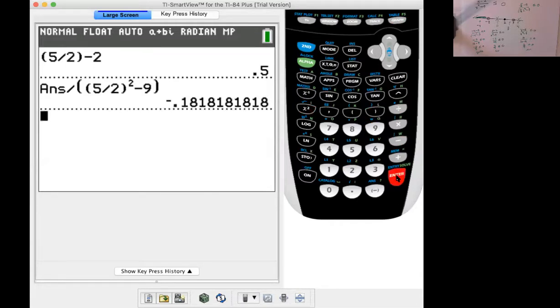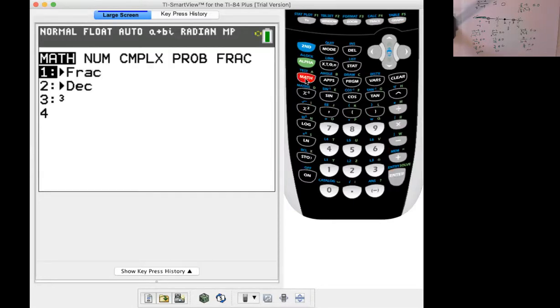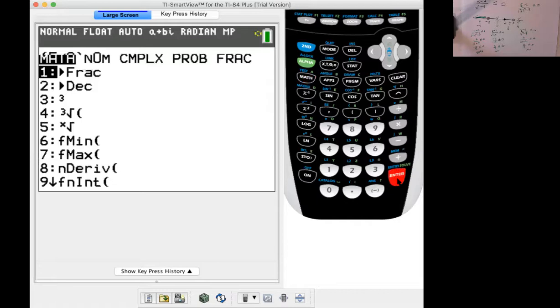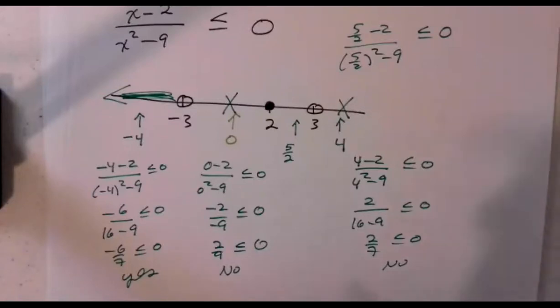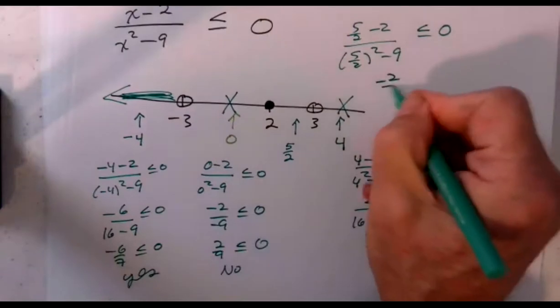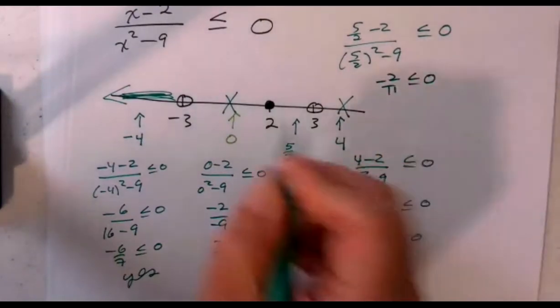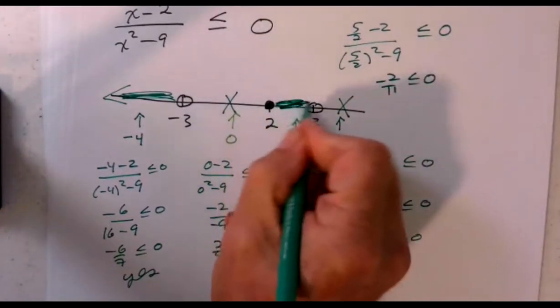I get negative 0.18, which is a fraction. If I want to check that, change that to a fraction. It's negative 2/11. So I get negative 2/11, and that is less than or equal to 0, so I do shade that one.